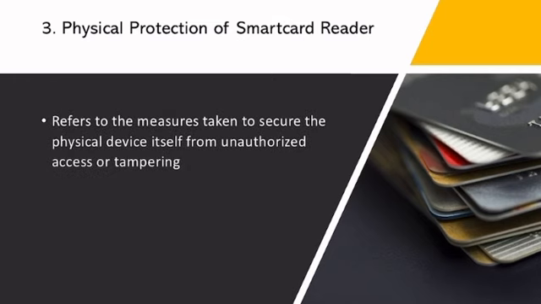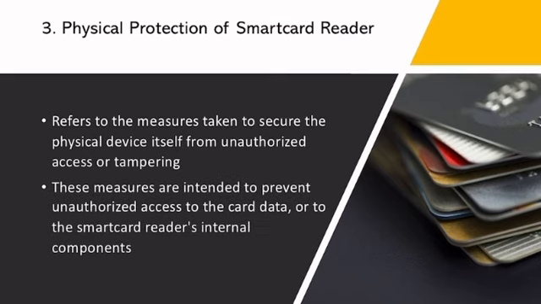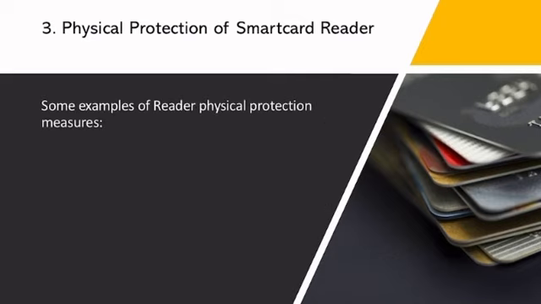تالت حاجة معانا هي physical protection for smart card reader. It refers to the measures taken to secure the physical device itself from unauthorized access or tampering. These measures are intended to prevent unauthorized access to the card's data or to the smart card reader's internal components. Some examples for readers protection measures: tamper evidence seals. Tamper evidence seals and covers to detect and prevent unauthorized access to the internal components of a reader.